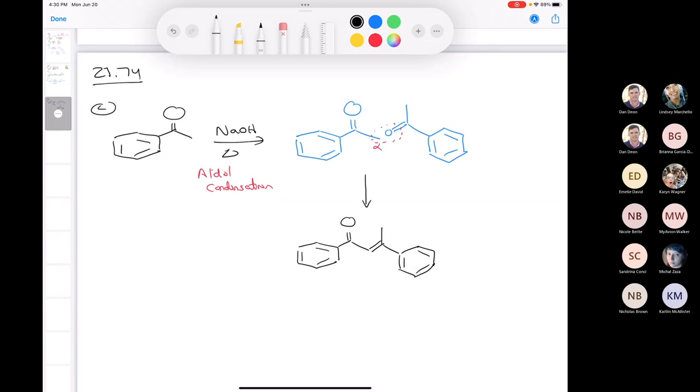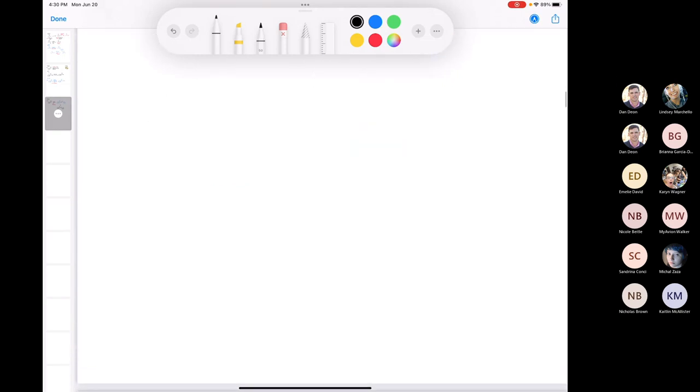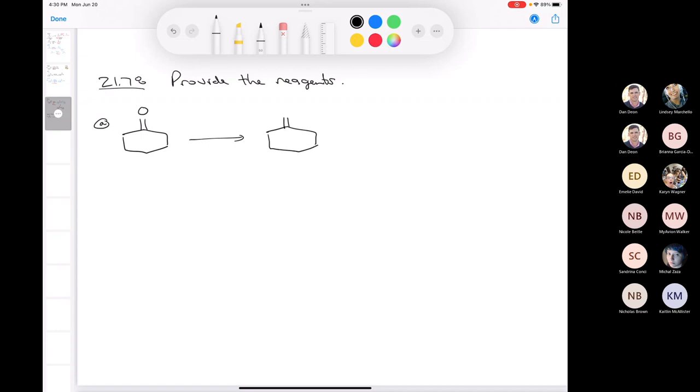Let's try another one. This is question 21.78. It's another question where we just rifle through a bunch of problems and see if we can solve them, kind of just providing reagents. So, 21.78A, we want to make this compound. We're starting with cyclohexanone, and this would be 2-ethyl cyclohexanone. So we want to add an ethyl at this position.